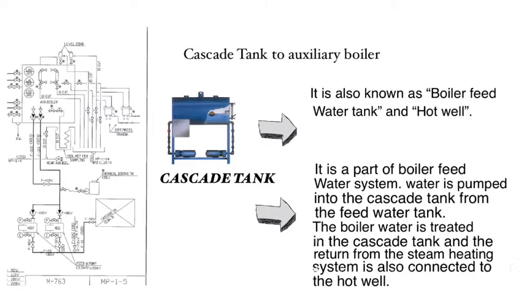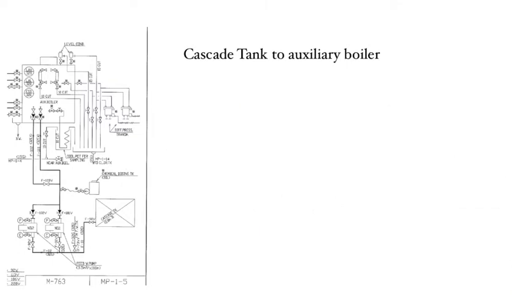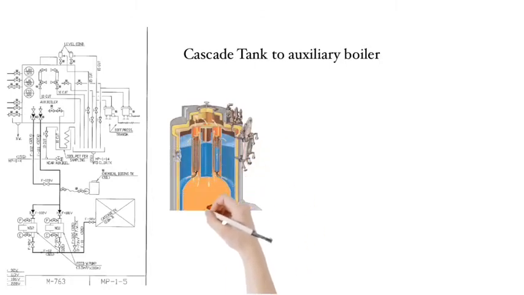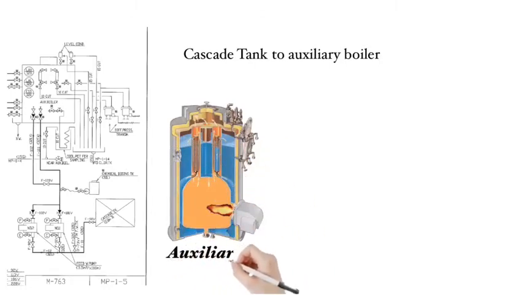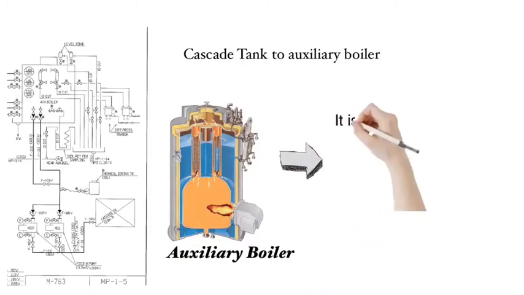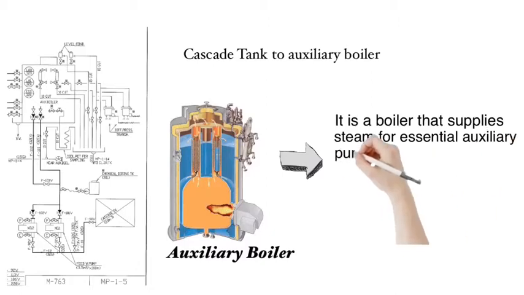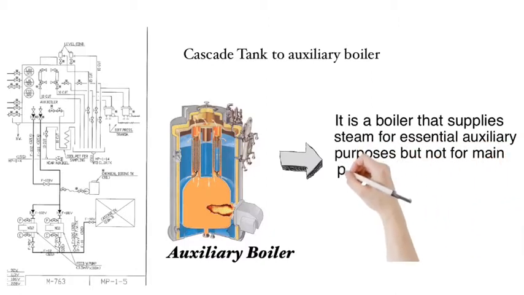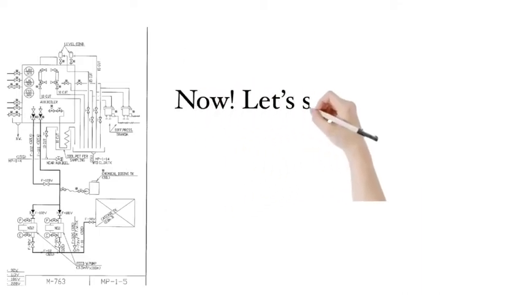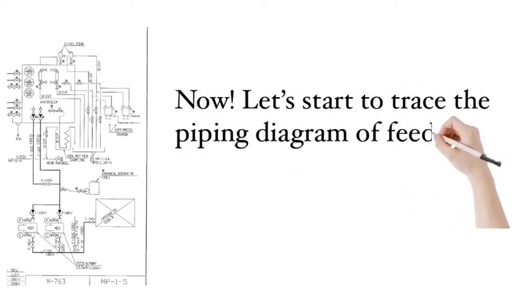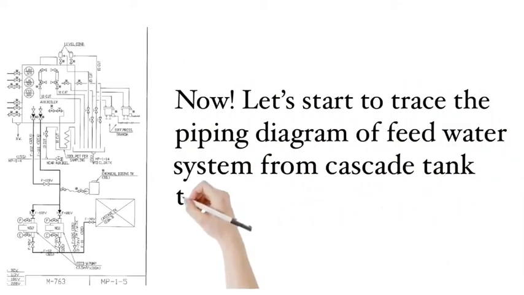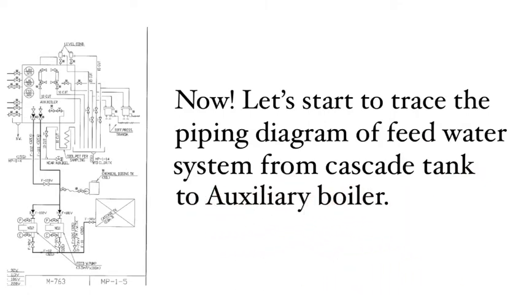And now, let's proceed to other parts of our feed water system diagram. We have the auxiliary boiler. It is a boiler that supplies steam for essential auxiliary purposes but not for the main propulsion. And now, let's start to trace the piping diagram of feed water system from cascade tank to auxiliary boiler.